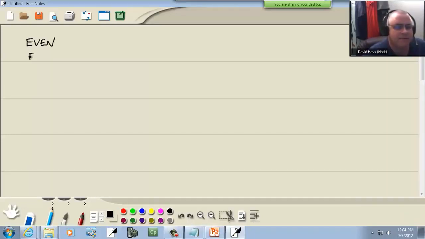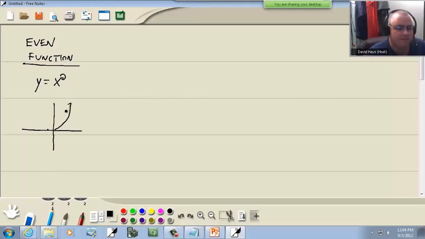Now we got something called an even function. I'll give you an example of an even function. We got y is equal to x squared. And if I look at my graph, it would look like that. That's an example of an even function.